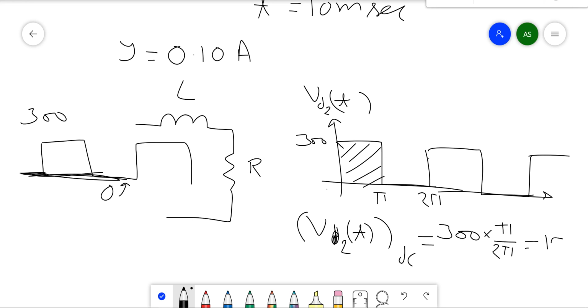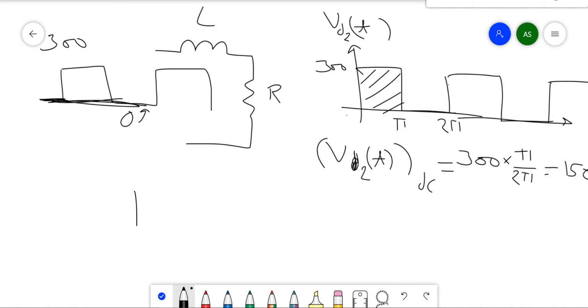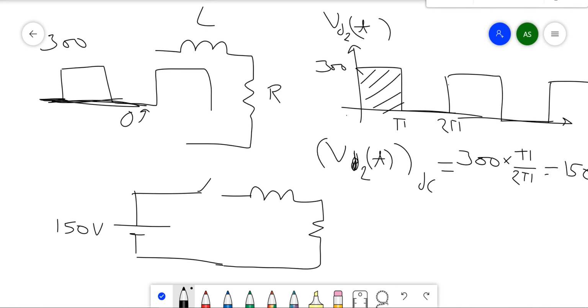That will be equal to 150 volt. Okay, so if you want to analyze only the DC part, then what you can do is that you can connect a battery of 150 volt DC, and like this you will get the DC part of the current, IDC(t). Okay, we are basically applying the superposition principle here.